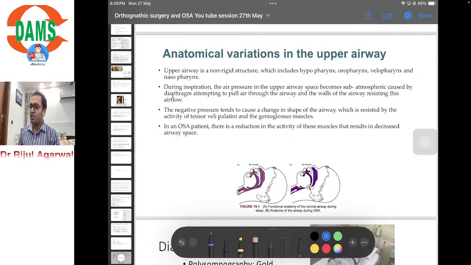So what happens in these OSA patients? As we know, with the predisposing factors being obesity or increasing age, the reduction in the activity of these muscles, that is the genioglossus and the tensor veli palatini, results in a decrease in the airway space or the volume of the airway. Okay, so this is the anatomical variation which occurs in these OSA patients.